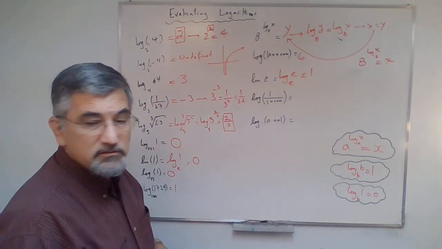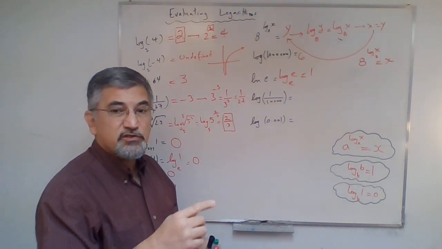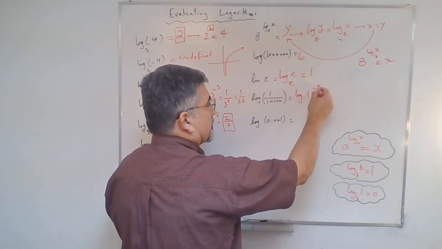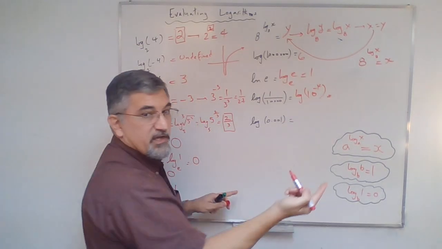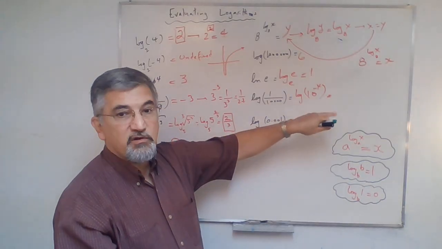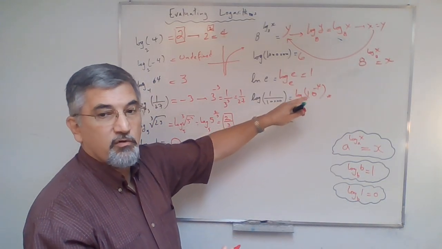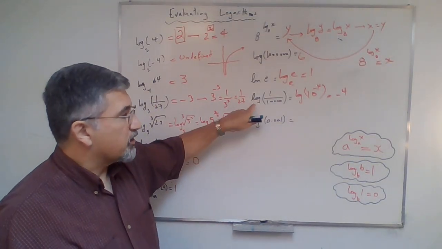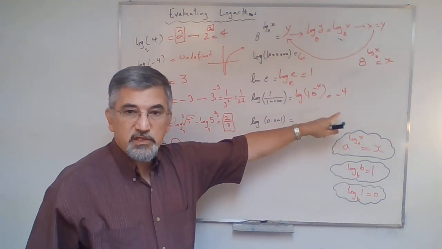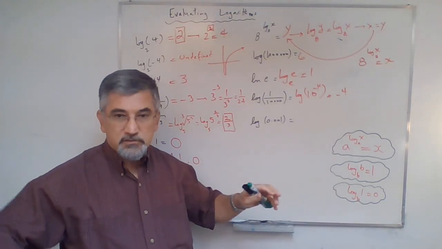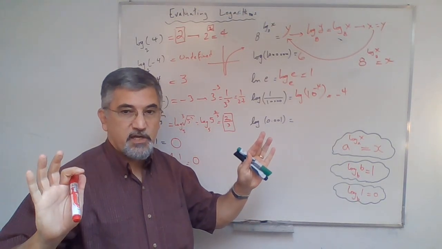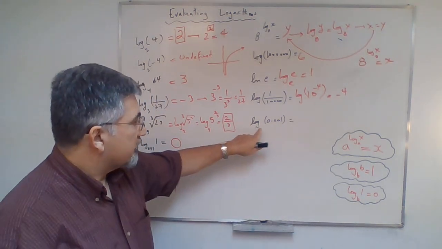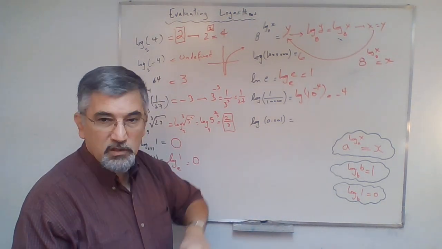1 over 10,000 is actually 10 to the exponent of negative 4. The base is 10, so you're asking yourself, 10 to the exponent of what equals 10 to the exponent of negative 4? Well, the answer is negative 4. Therefore, common logarithm of 1 over 10,000 equals negative 4. And I don't know if you noticed, I repeat again, I'm not touching a calculator. You see that? Markers in my hand.